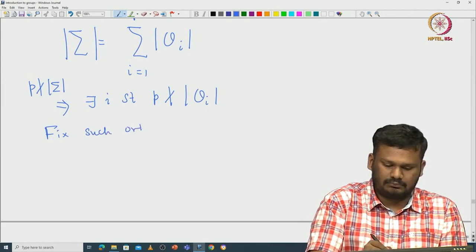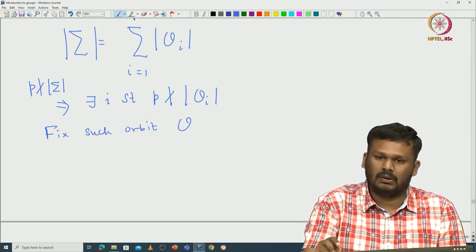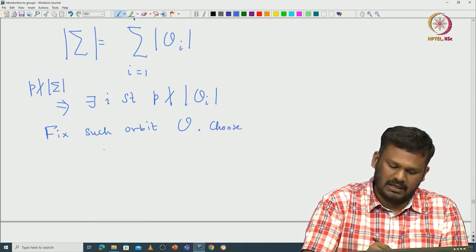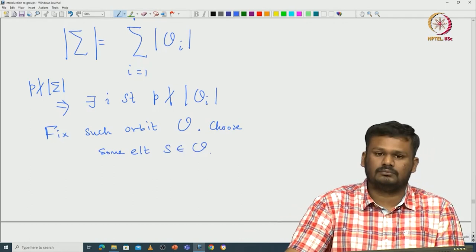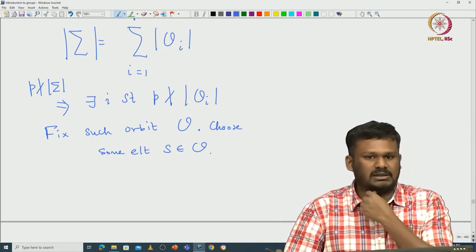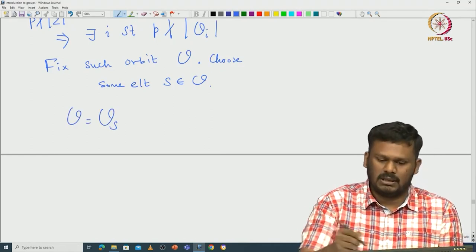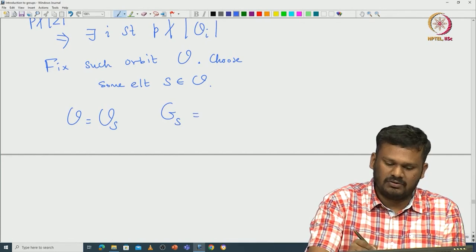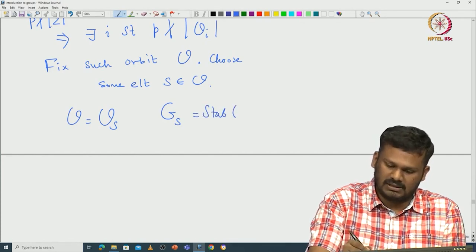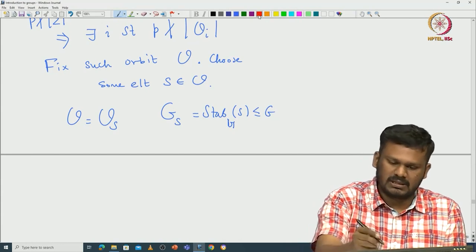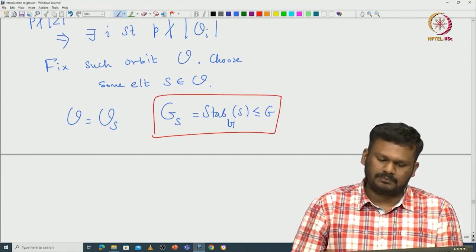Fix such an orbit, call it O, and choose some element S in that O. You just fix some element here, so in particular O becomes O_S. Now you take G_S, which is the stabilizer of this S inside G. This is going to be a subgroup inside G. So this is our subgroup.